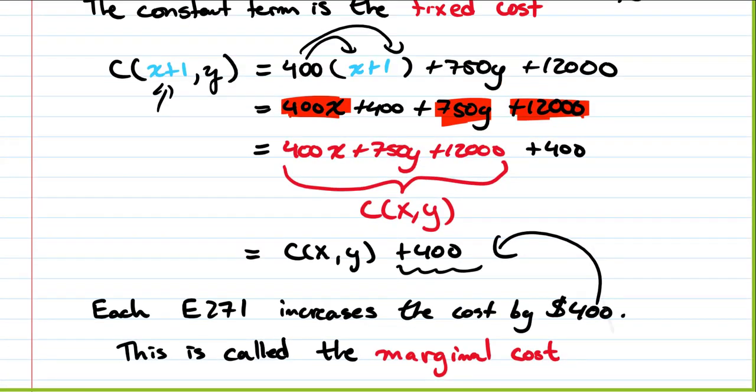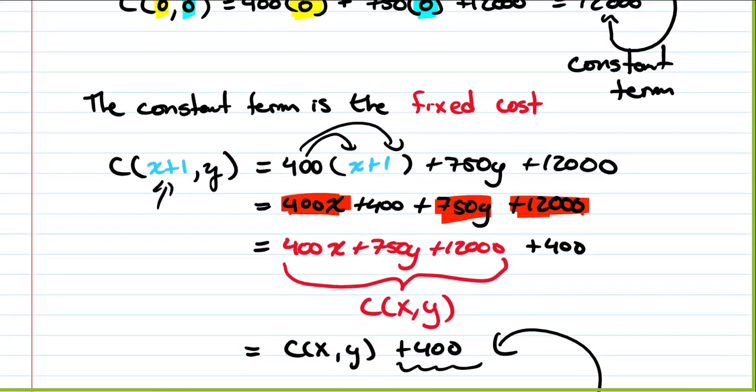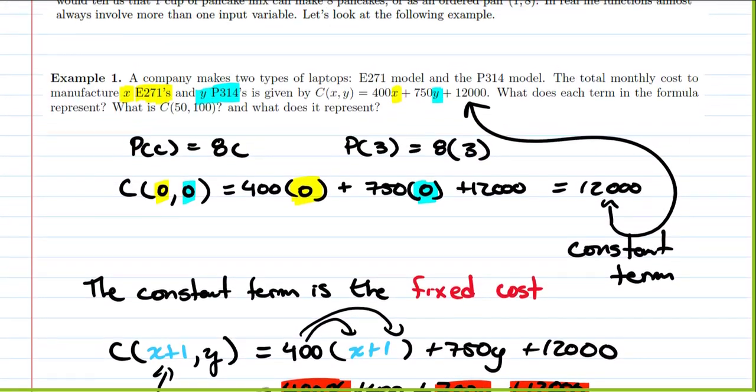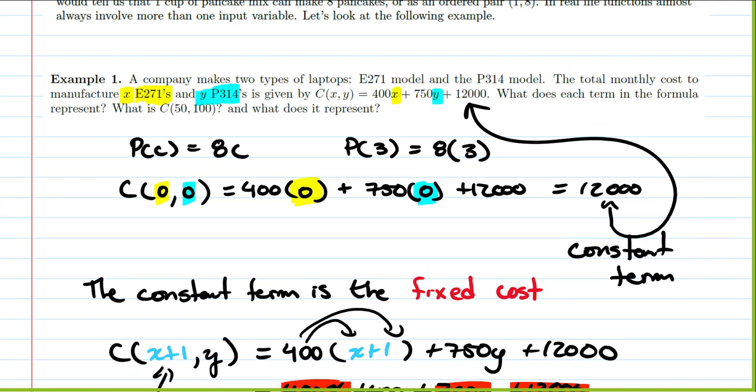We'll notice that the slopes of each of those give you the marginal cost for each. So the marginal cost for the E271s was 400. Well, that was the coefficient on the x, or the slope on the x term. The marginal cost for the P314s would then be 750, because it is the coefficient on the y term.